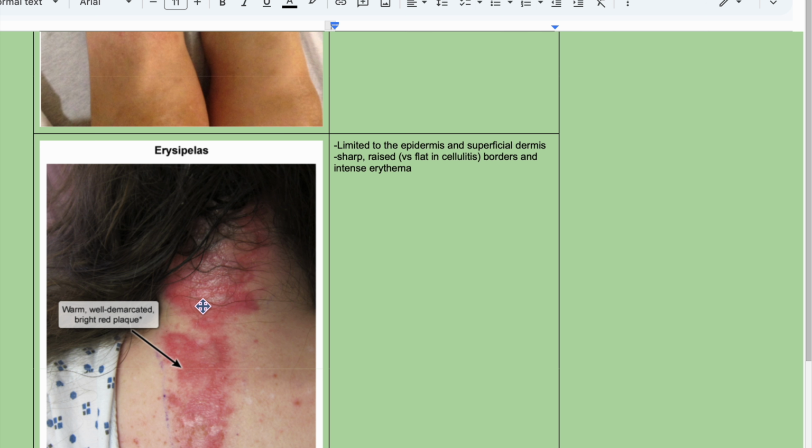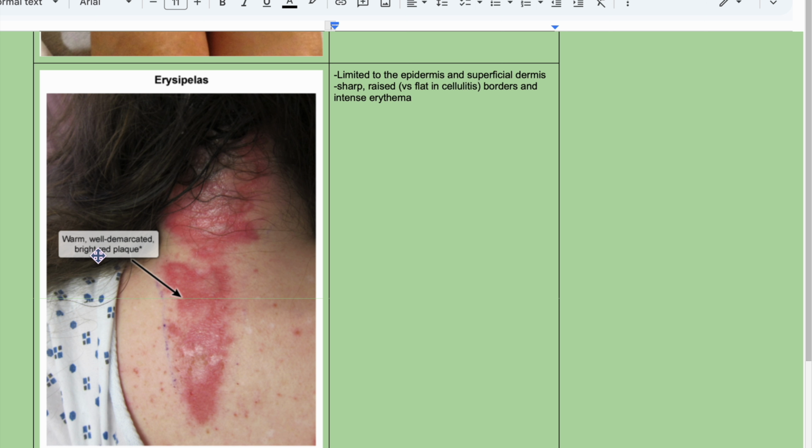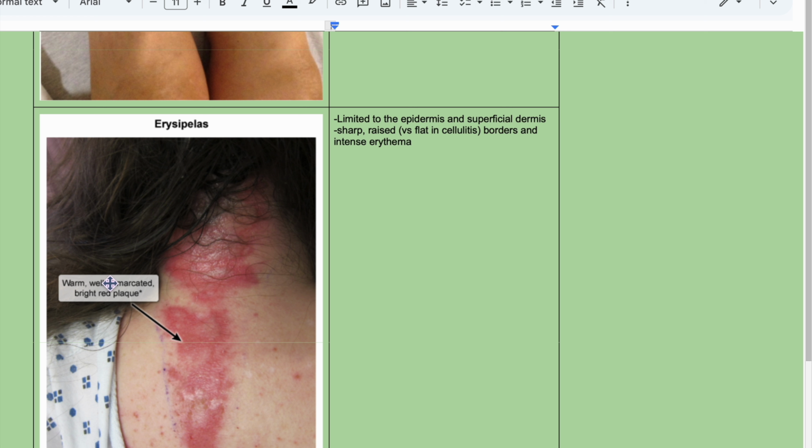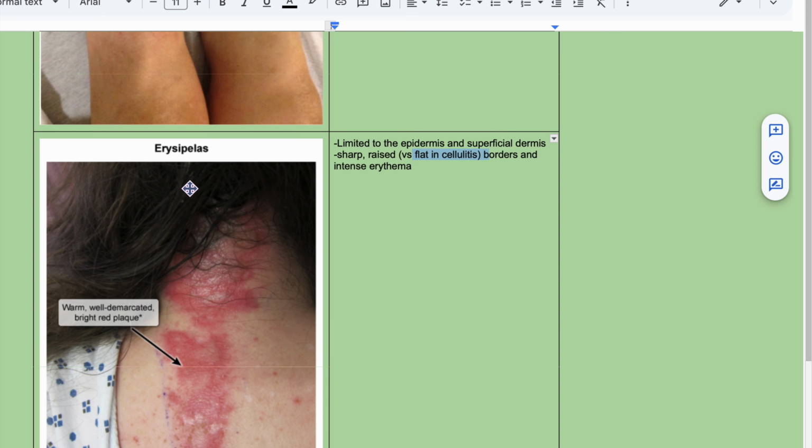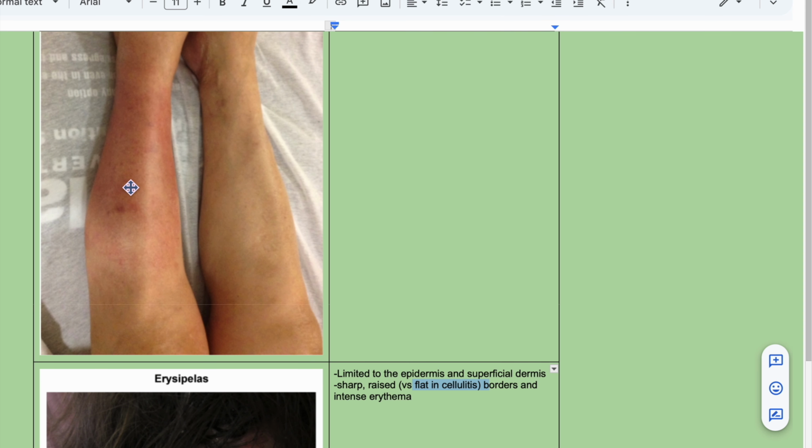Erysipelas is this. Warm, well-demarcated, bright red plaque. So don't confuse this with something else. All of these start to look the same, but erysipelas has a distinct classic presentation in vignettes. It's limited to the epidermis and superficial dermis. They are sharp, raised versus flat in cellulitis. So that's usually the confusing one. Is it this or this, right?